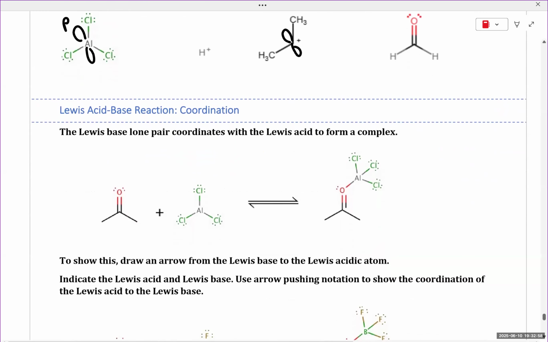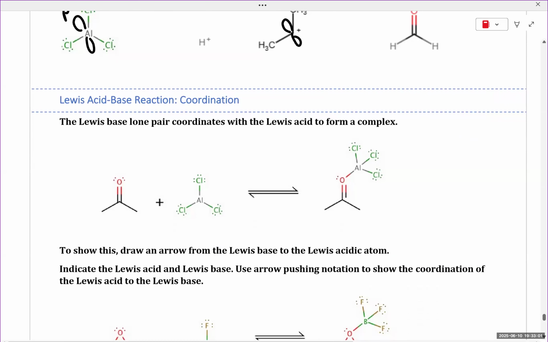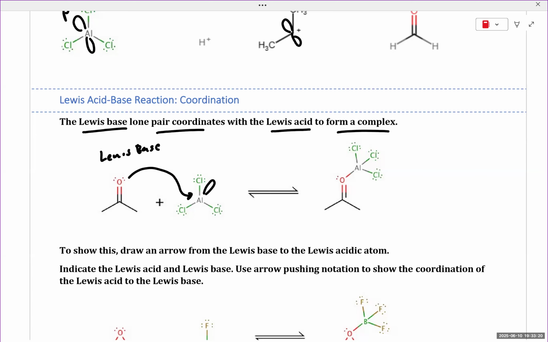Now, Lewis acid-base reactions are pretty interesting, and this is the idea of coordination, where the Lewis-base lone pair coordinates with the Lewis acid to form a complex. So when we have our Lewis base, which is a lone pair or pi bond donor, the lone pair is going to attack the Lewis acid, which has an empty p orbital that can be attacked, and we're going to form a bond using the Lewis base's lone pair. This yields a coordination complex.